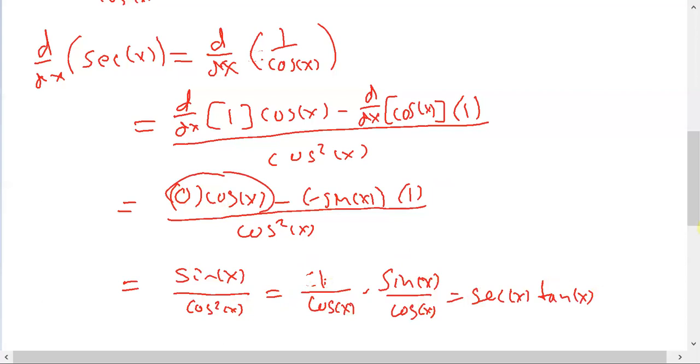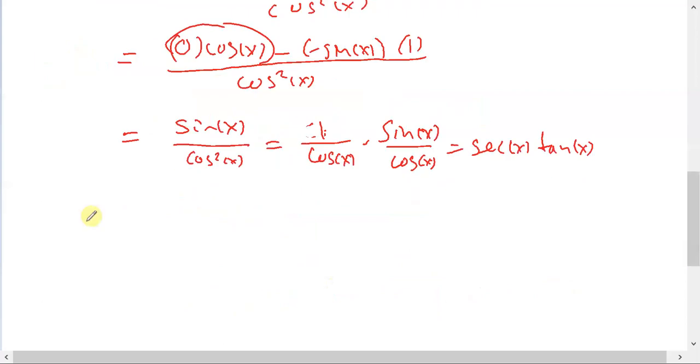And that's the formula that you get for secant. The derivative of secant usually is written as secant tangent. So that's how you get the tangent lines. If you want to find the tangent lines to secant, you use secant tangent.